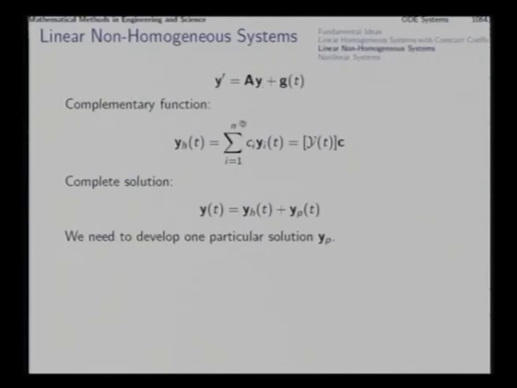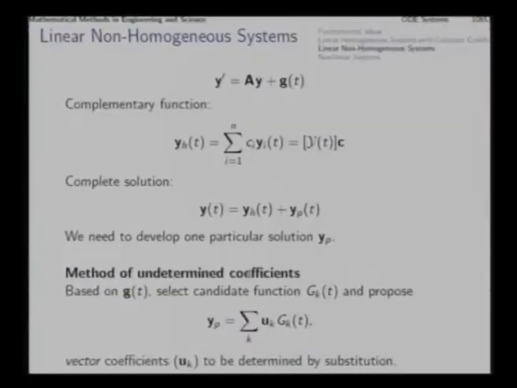So, that will form the complementary function for the solution of this. That means anything from here we can add to a particular solution of this to get another particular solution, right. So, the complete solution will be the entire complementary function plus one particular solution of this, which we now try to find next.